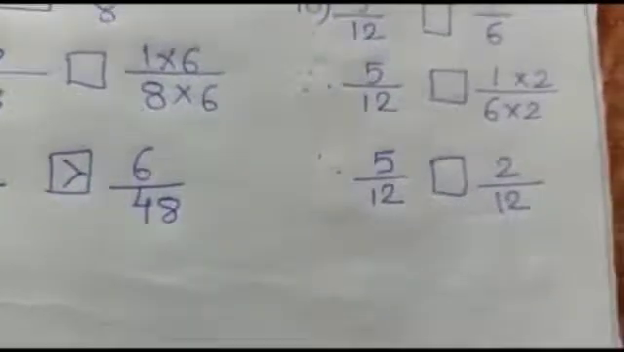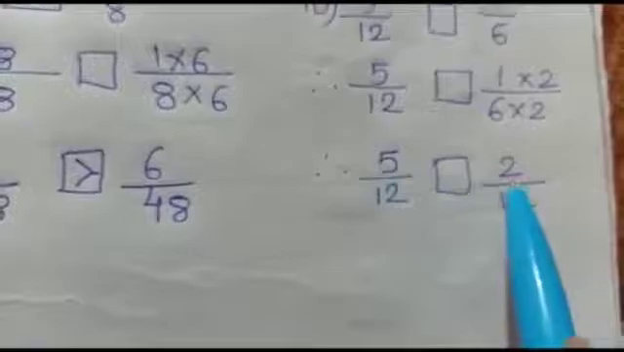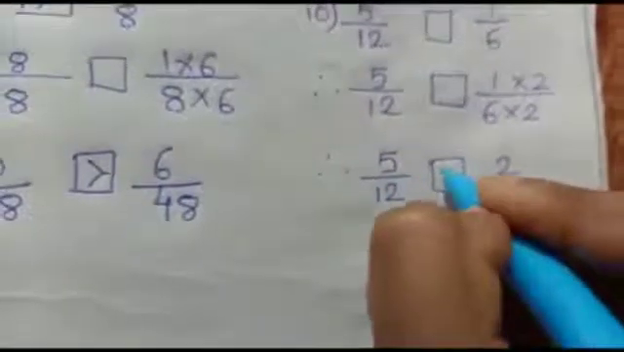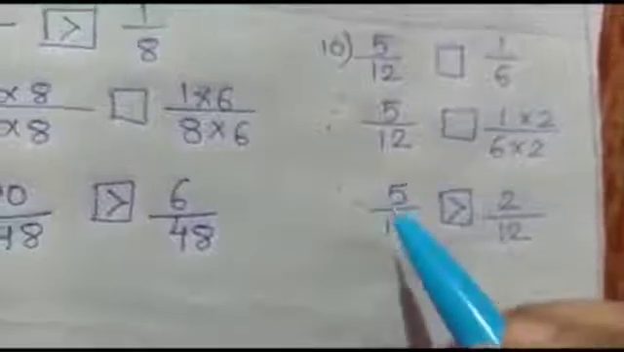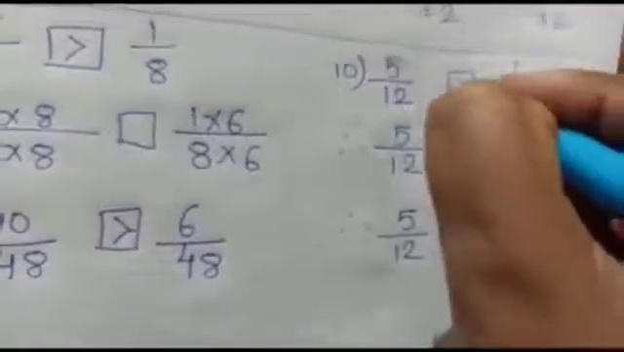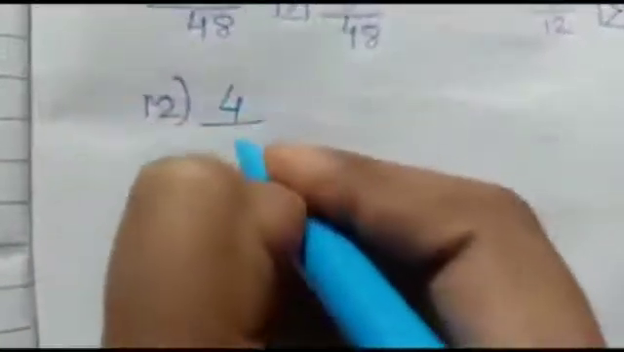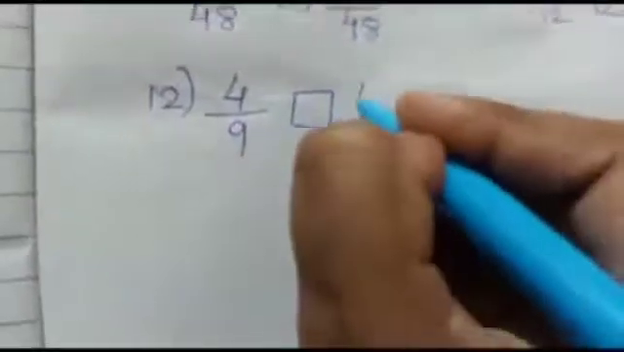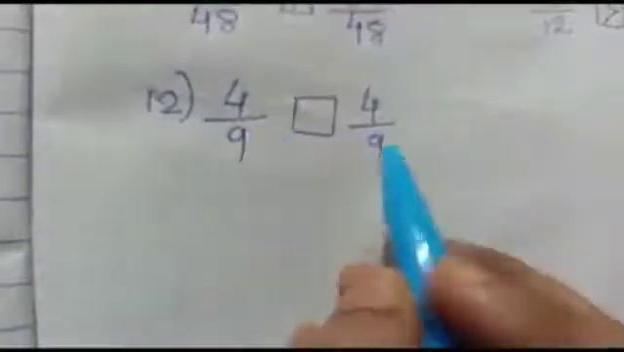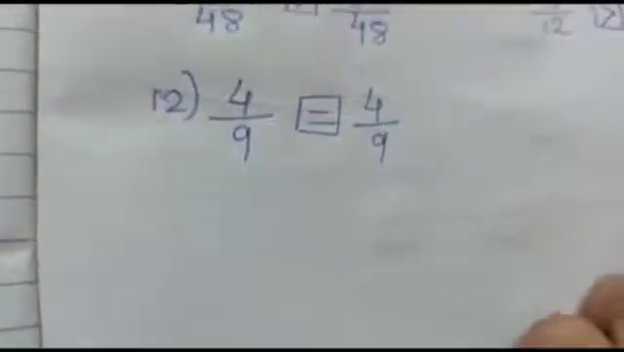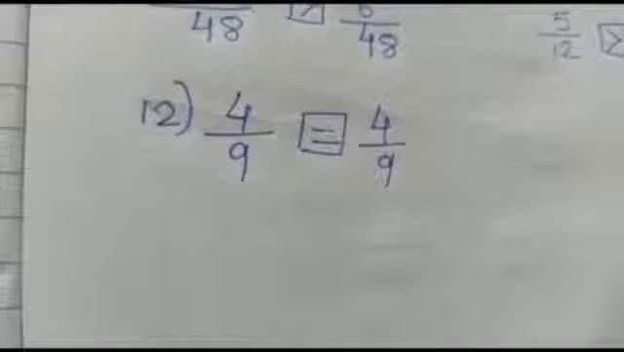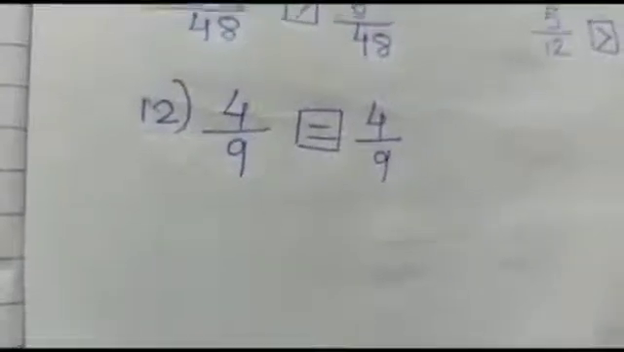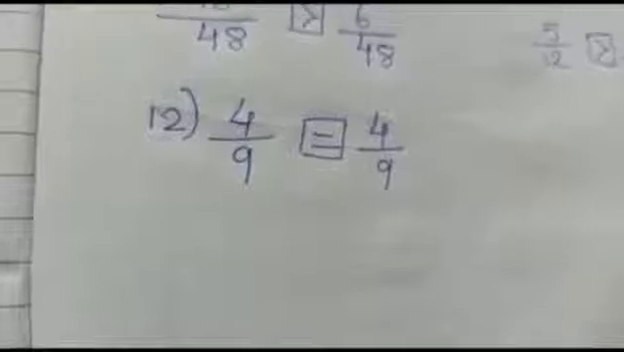Now you have to compare them from their numerators. Now 5 is bigger, 2 or 5? 5. So 5 upon 12 is greater than 2 upon 12. So 5 upon 12 is greater than 1 upon 6. Is that clear? Now students, the 11th one is being omitted. The 12th one is 4 upon 9 and 4 upon 9. Now these both fractions are equal, so we will give the equal to sign. Now the 13th one is being omitted. 14, 15 and 16 you have to solve on your own. Is that clear? Okay.